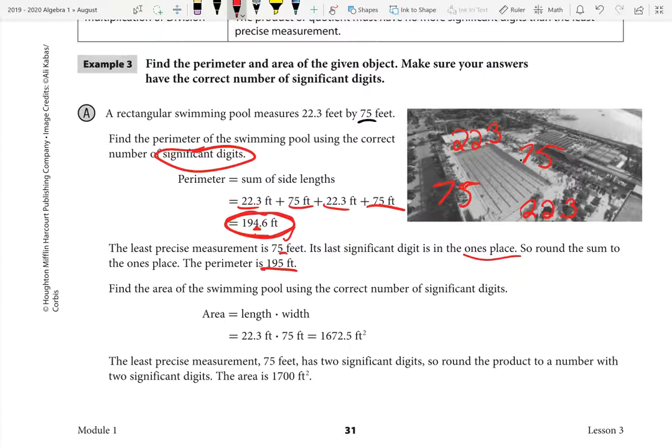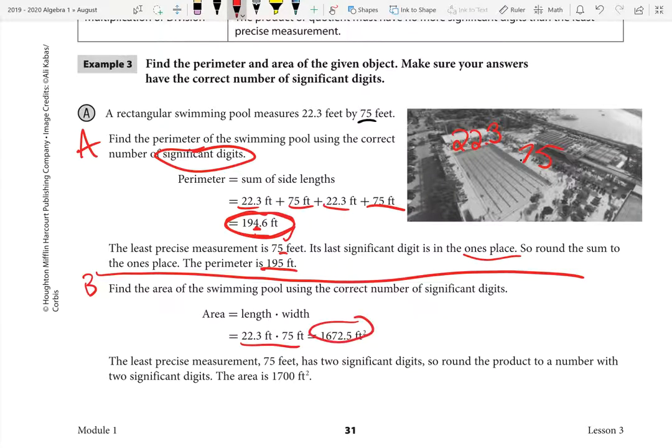If we want to find the area of a pool, remember, area is length times width. This is kind of like a part B of the problem, so this part is a whole new question. To find area, you do length times width. We know the length is 75, the width is 22.3. So we just multiply those together, and we have the area of the pool.